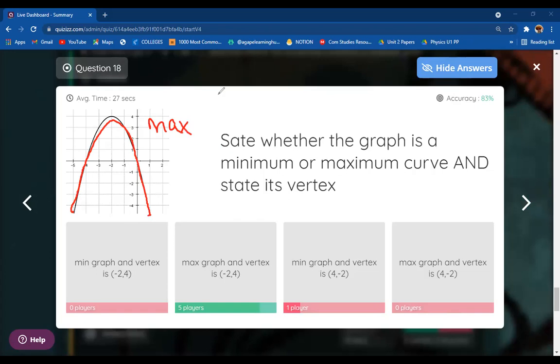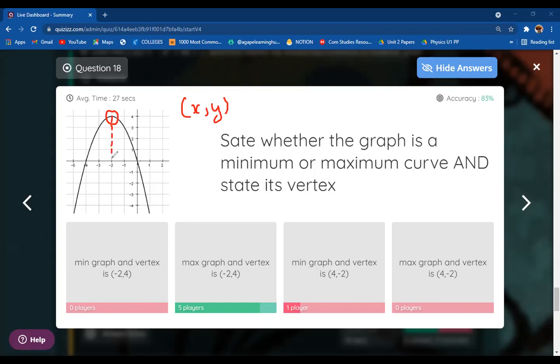Right. So the next thing to determine now is the vertex. The vertex is also known as the minimum or maximum point. Well, in this case, it's a maximum point. And this right here, the maximum point, is the point that's highest in the graph. All you have to do is look for the coordinate. Coordinate looks like this. So it's x, comma, y.